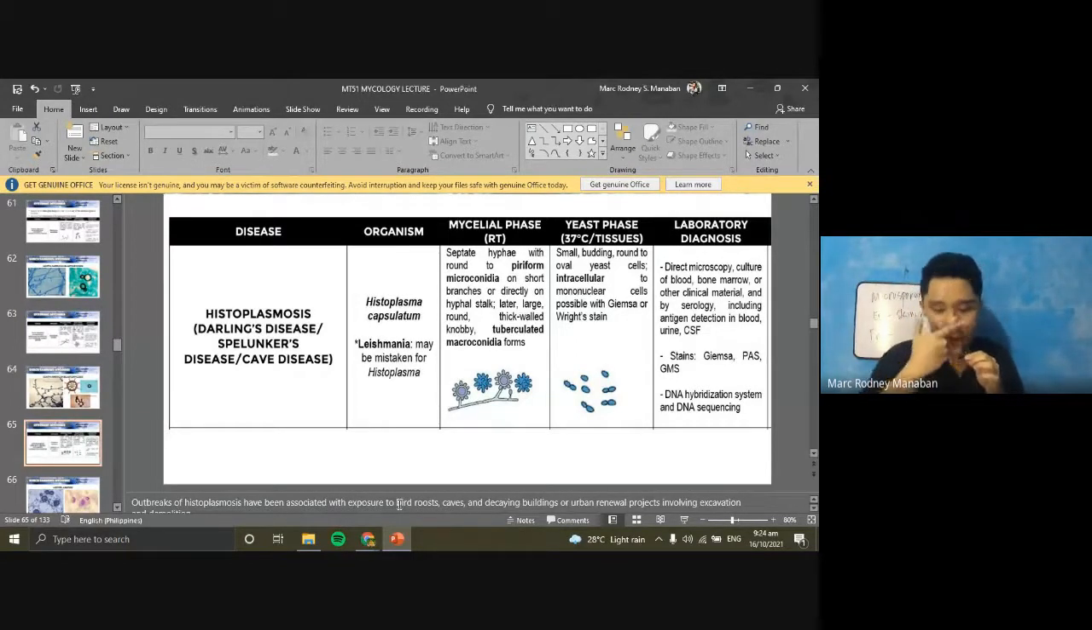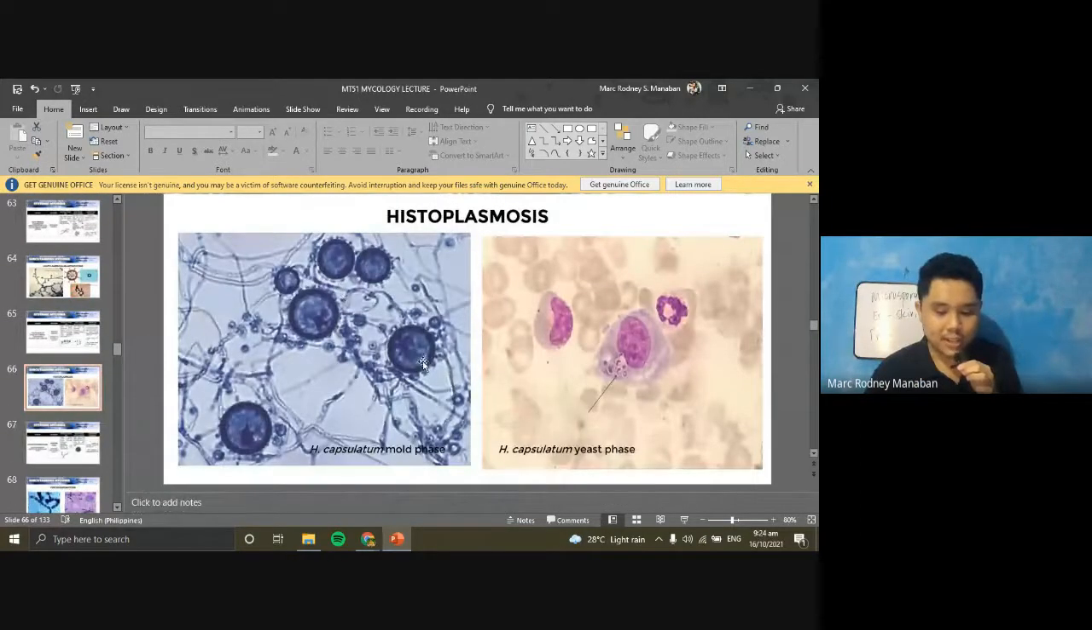Again, don't forget that. Alright, tuberculate macroconidia. So here's a picture, tuberculate versus coronavirus. Tuberculate means there are protuberances, protrusions on the surface. And for the yeast form, as you can see, it's inside the macrophages, inside the mononuclear cells. So that's for Histoplasma capsulatum.